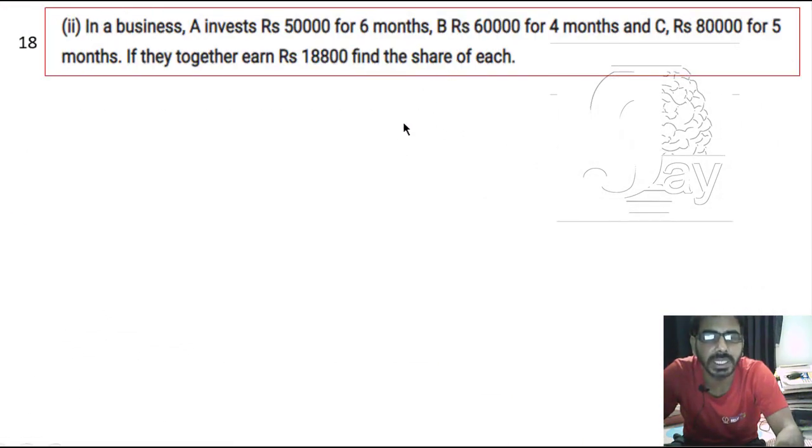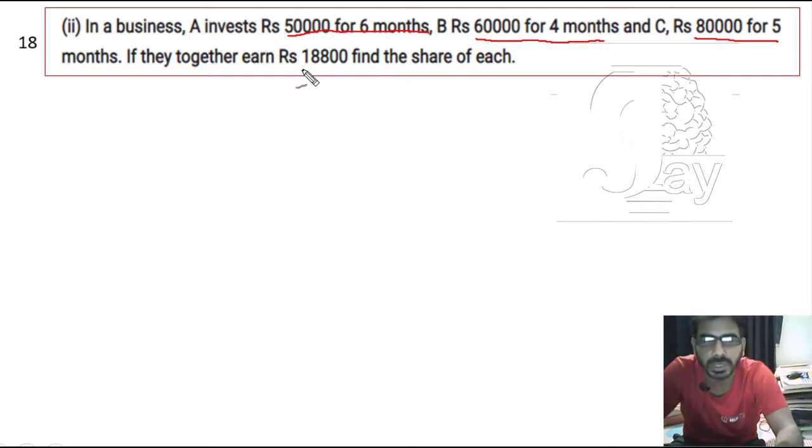Moving on to the next question, we have question number 18. In a business, a man invests rupees. There are three people here. The first man invests rupees 50,000 for 6 months. Each month he invests 50,000. That means he invests a total amount of 50,000 into 6, that's 3 lakhs rupees. So A invests 3 lakhs, B invests 2 lakh 40,000, and C invests 80,000 for 5 months. So that's 4 lakh, I think, yes.